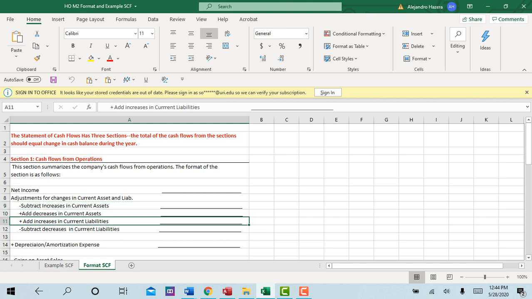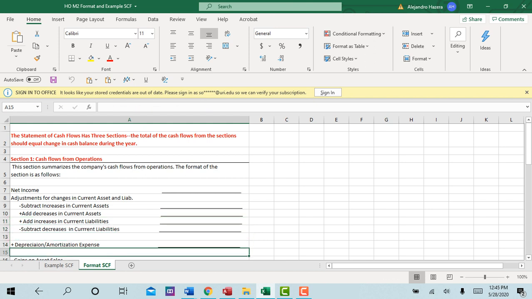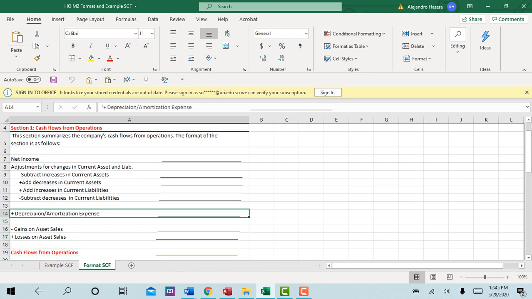Whereas for current liabilities, any current liability, the change is always the same as the adjustment. So if they go up, you add it back. If they go down, you subtract them out. Okay, now there's only three things left here in the operations section of the statement of cash flows.